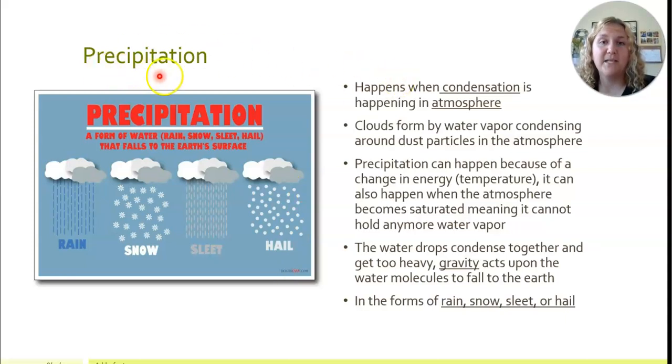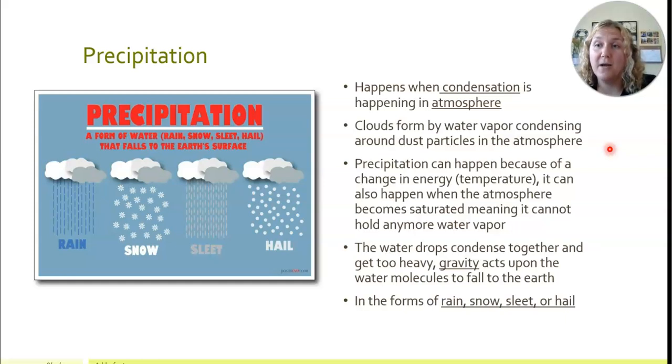Another specific thing is condensation that happens in the atmosphere. It's called precipitation, and like I said, it happens when condensation is happening in the atmosphere. So clouds will form by water vapor condensing around dust particles in the atmosphere. If we didn't have dust particles in our atmosphere, we probably wouldn't have clouds quite the way we do right now. And precipitation can happen because of a change in energy, and sometimes we think about that in terms of temperature. And it can also happen when the atmosphere just becomes so saturated with water vapor, and that saturated just means that it cannot hold any more water vapor.